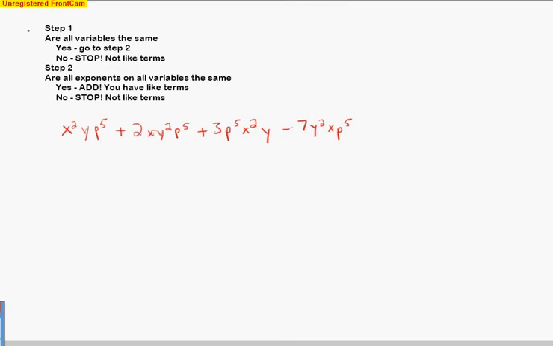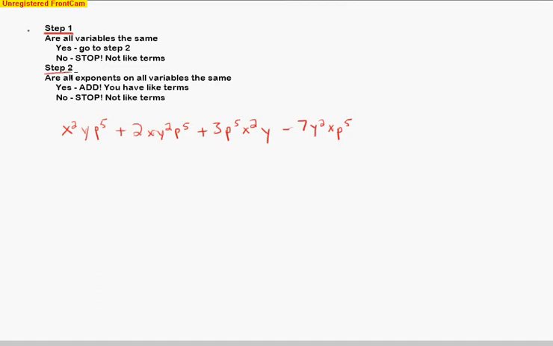In lesson 21, we're going to be adding like terms. We actually covered this the first time we went through like terms. I think we wrote out these two steps. Step number 1, check to see if all the variables are exactly the same. If they are, it doesn't mean you have like terms, but you're halfway there. If they're not, you can stop. You can't add them because they're not like terms.